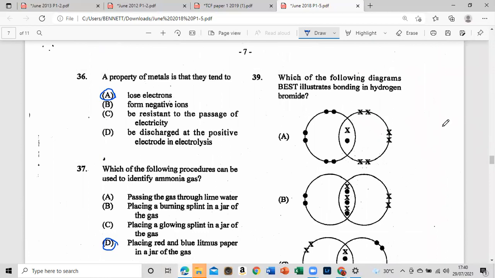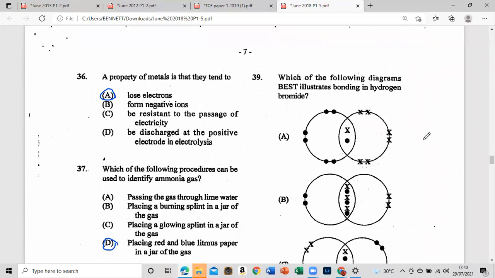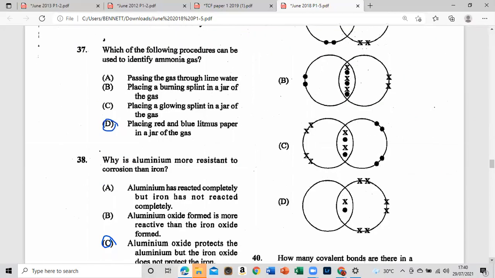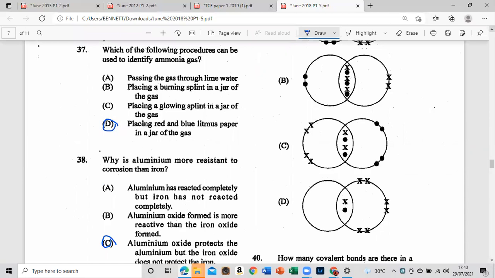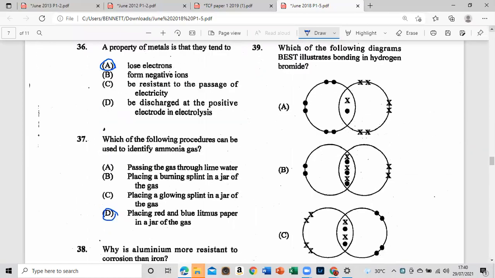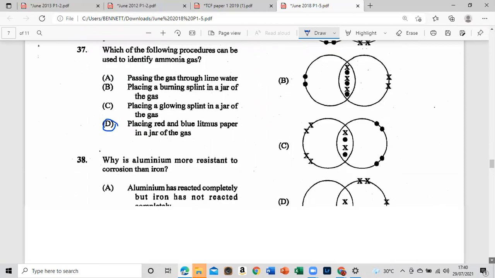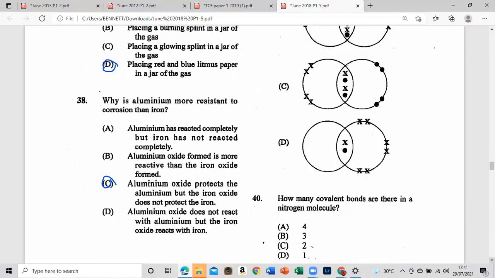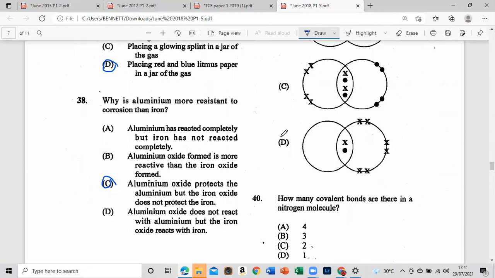Which of the following diagrams best illustrates the bond of hydrogen bromide? Let me just scroll so you can see all. 39. And hydrogen has one, right? Hydrogen only has one, so you can already say it's either A or D. Alright, so 39 is D.